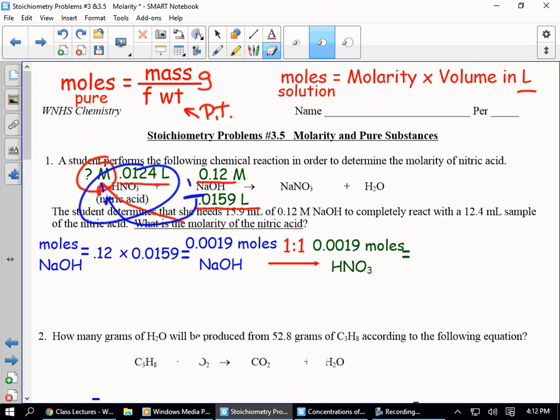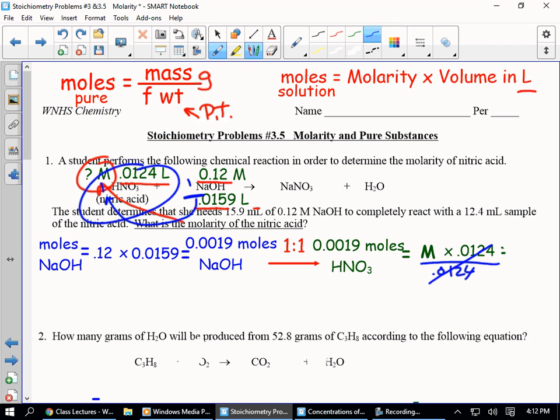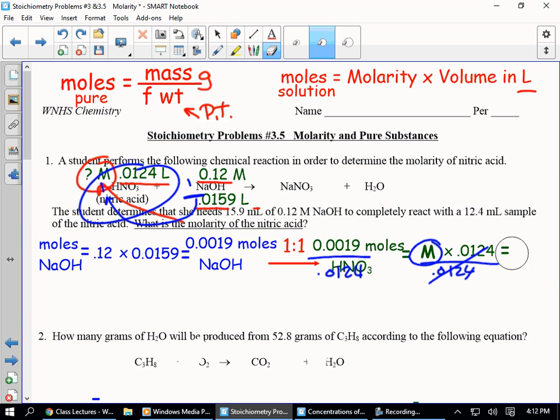Now, the question didn't ask how many moles of HNO3 we had. It asked the molarity of the HNO3. So I would like to know the molarity. I have the volume in liters. And then to solve for M, we divide this side by 0.0124. That cancels this out and leaves M by itself. So I divide this by 0.0124, and the answer is going to be 0.15 molar. Good.